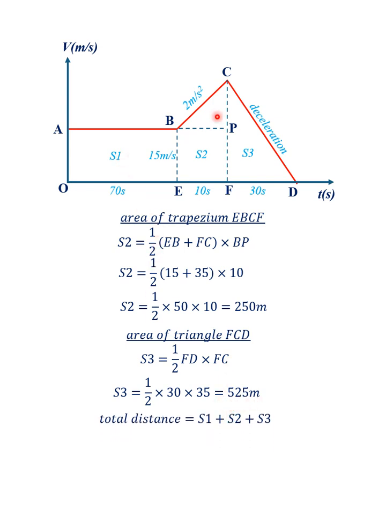So the total distance covered, which is OABCD, will be equal to S1 plus S2 plus S3. And that gives us 1050, the one we calculated previously, plus 250 for S2 plus 525 for S3, to give us 1825 meters. So this is the total distance covered during the journey.